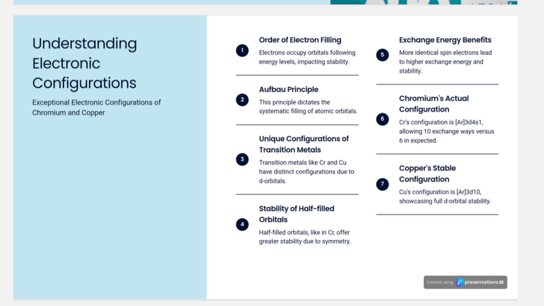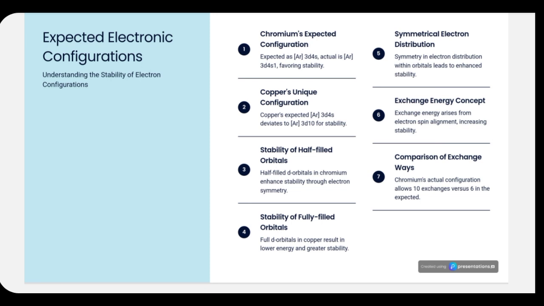Again, the expected configuration of chromium would be 4s2 3d4, but at the end it is 3d5. To attain the partial stability, it is having a unique configuration, because it was expected that there should be 4 electrons in the 3d orbital or in the 3d subshell, but actually there are 5.